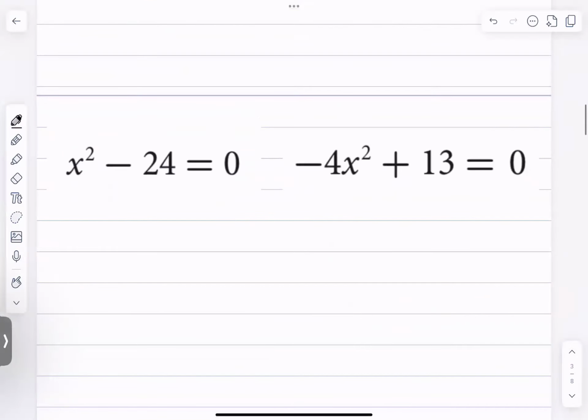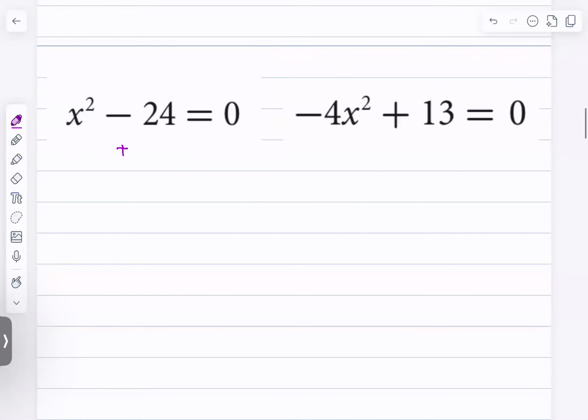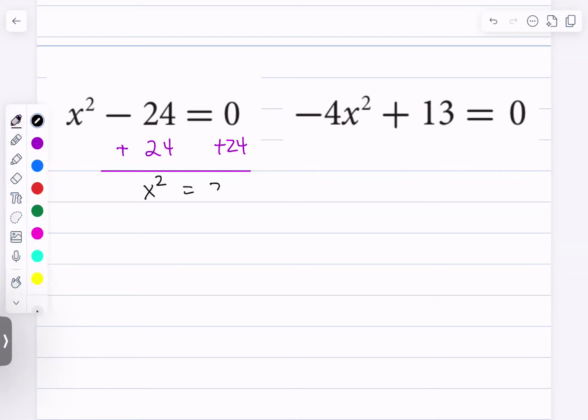I want to give you guys some time to do these two. Okay. So when we're doing this, we're gonna again clean it up so I can get the x squared on one side. So I'm gonna subtract or add 24 to both sides, and then I have x squared equals 24. And then here I can square root on both sides.